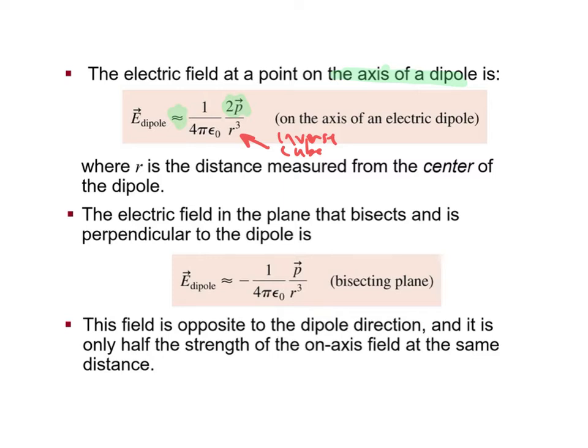Along the perpendicular bisector, we get the same sort of thing, but notice that we still get a cubic dependence, but we've got an extra factor of 2 here that has disappeared. There was a factor of 2 on the axis, and there's not the factor 2 on the bisection. You can think of it as a mnemonic, not really, but bisection means divide the axis field by 2.